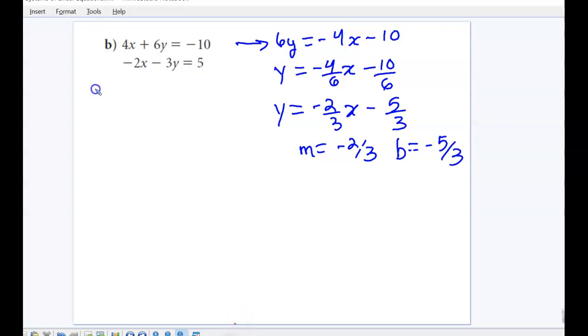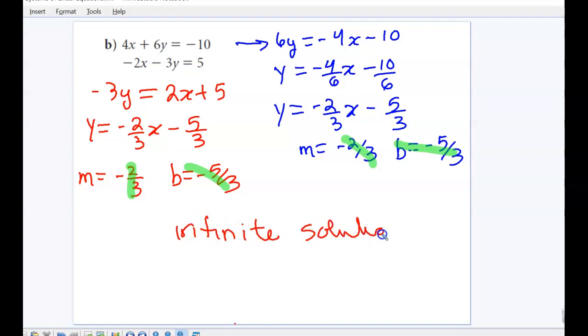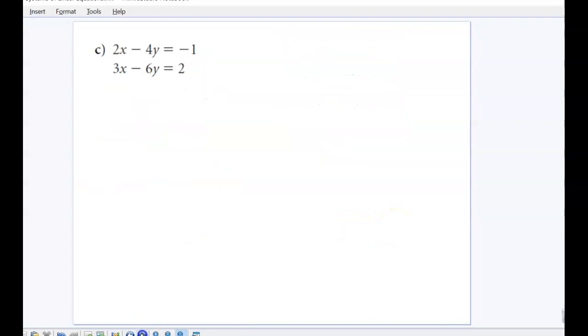Now in my second equation, I'm going to isolate negative 3y by adding 2x to the other side. And now I'm going to divide by negative 3. So I get negative 2/3 x minus 5/3. So again, my slope is negative 2/3, and my y-intercept is negative 5/3. So again, to compare, first of all, look at the slopes. The slopes are the same, so they can't be intersecting. They can either be coincident or parallel. And so now we're going to look at the y-intercept. The y-intercepts are the same, so therefore these are the same line, and therefore they're coincident, and they have an infinite number of solutions.